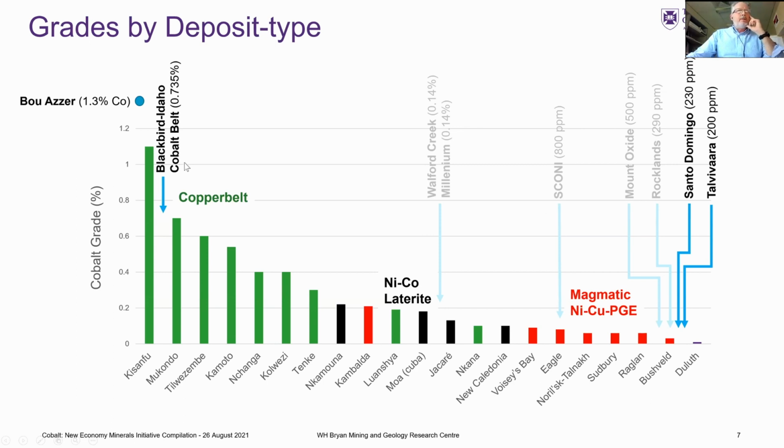And then you step up to the high grade end, which is the Blackbird Idaho cobalt belt, which is an average of, I think, about 10 deposits there, at 0.73% cobalt. And then Bou Azzer in Morocco, I think, is well up on the high grade. It's a mafic, ultramafic hosted veined deposit, is my understanding, and it's just over 1% cobalt. So there's a big stretch in grade here, and in terms of production, that really ranges from the high grade small mines to the bulk tonnage mines, very much a byproduct.